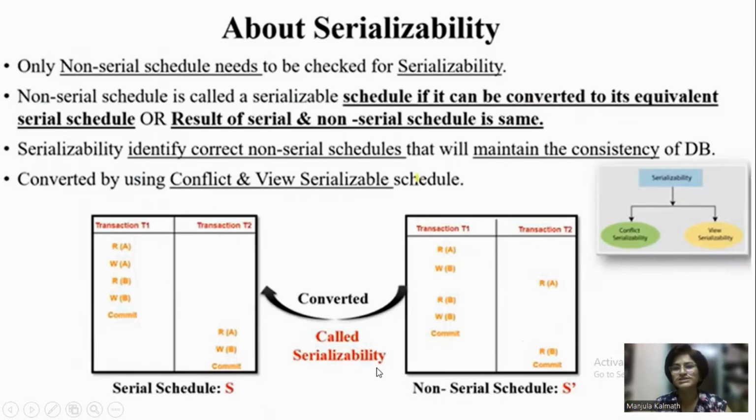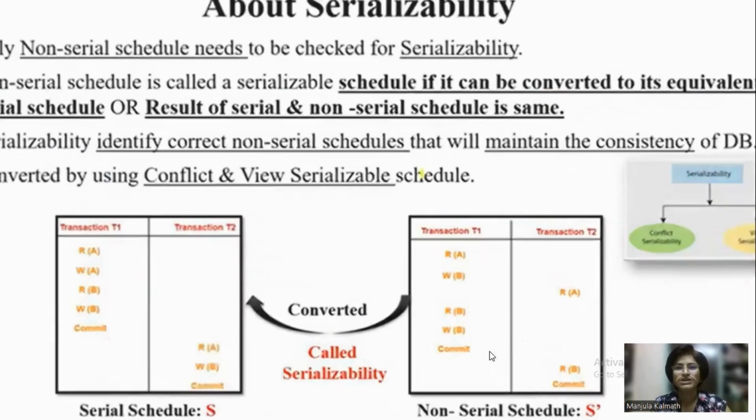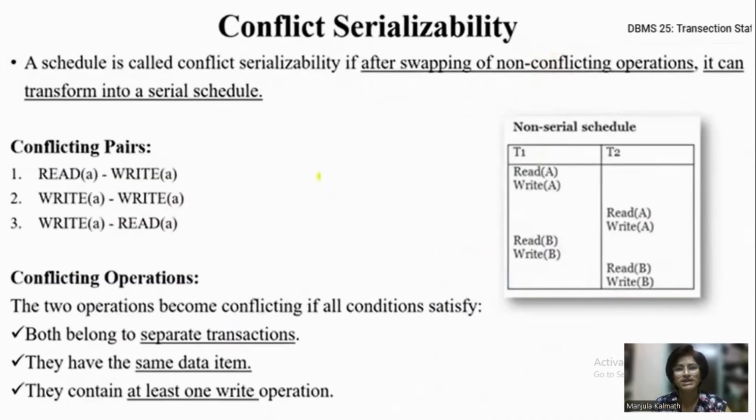That it is called a serializable. Then next we have conflict serializability, so here conflict between the different operations. When we are saying conflict, we have three basic features required. Conflicting operations are required in the schedule.